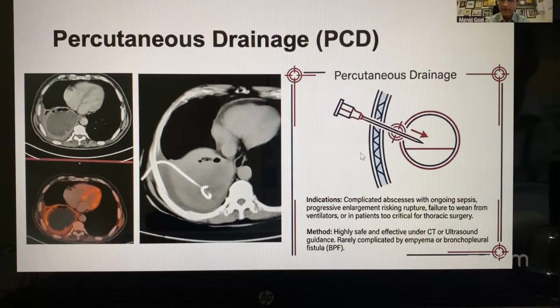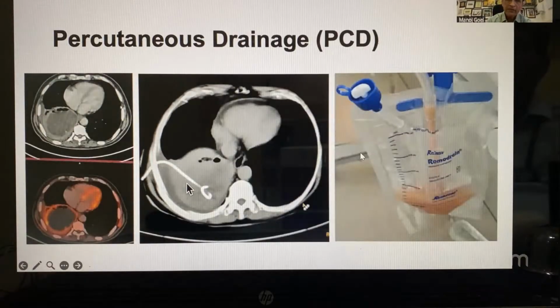It's considered to be highly safe and effective and can be done, as said, under CT guidance or ultrasound guidance by the interventional radiologist. There is a fear that it can cause serious complications, but those complications are extremely rare. Empyema and bronchopleural fistula are very, very rare in our experience. So this patient of ours had a large lung abscess and did not respond well to the antimicrobial therapy over 2 weeks' time. And then we put in this pigtail catheter and drained this abscess, and after that the patient responded very well to the treatment.